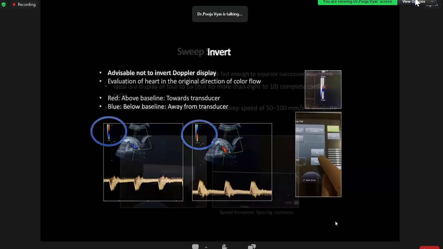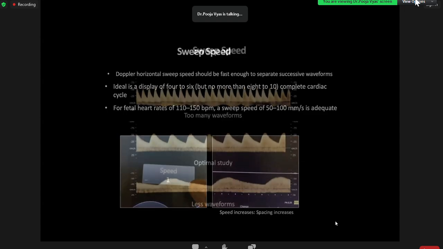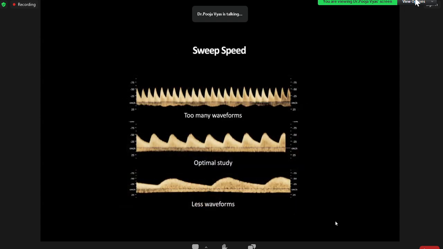Okay. Now moving on to sweep speed. Sweep speed should generally be about 4 to 6 cardiac cycles, and we should not make it very less. We can increase the sweep speed as needed. Too many waveforms is not good. Very less waveforms is not good. 4 to 6 is adequate. The only case where we need to take too many waveforms is when we are looking for any ectopic beat, any atrial fibrillation or atrial flutter.